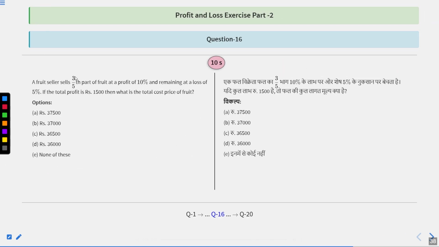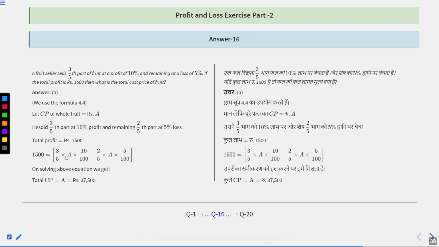A fruit seller sells 3 by 5th of the fruit at a profit of 10% and the remaining at a loss of 5%. If the total profit is rupees 1500, then what is the total cost price of the fruit? You have 5 options and 10 seconds to analyze the question. Your time starts now. Now time's up. Let's see the solution.